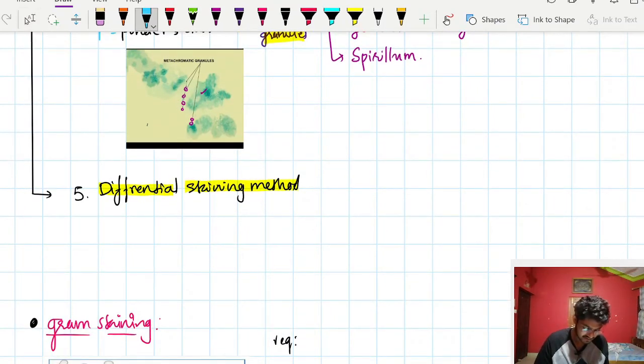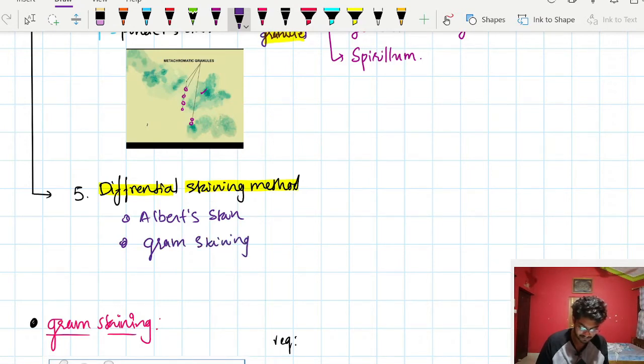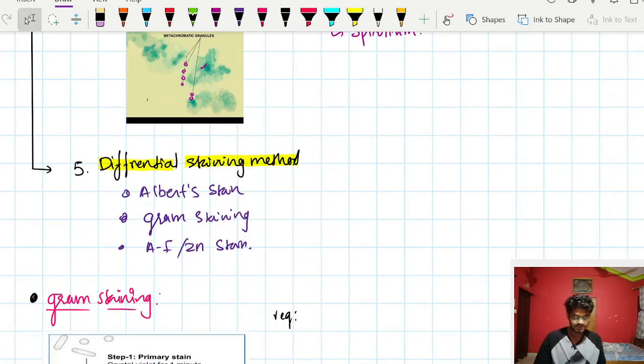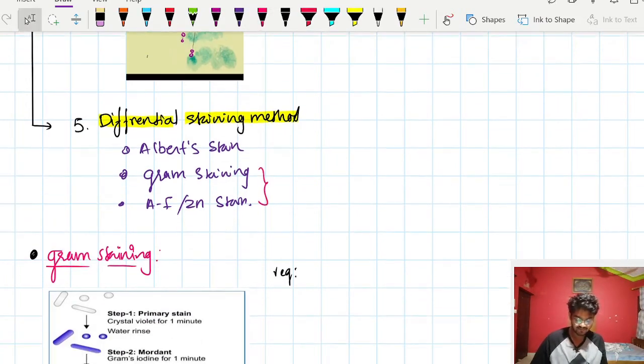So there are differential stains like our Albert stain. We already talked about Albert stain. Albert stain is a special stain used to demonstrate metachromatic granules. So Albert stain is also used as a differential staining method, because we can differentiate whether the bacteria has metachromatic granules or not. Then there is our famous gram staining, then our famous acid fast or Ziehl-Neelsen stain. So these are the differential stains. Now we have to study these two, gram staining and acid fast staining, in detail.